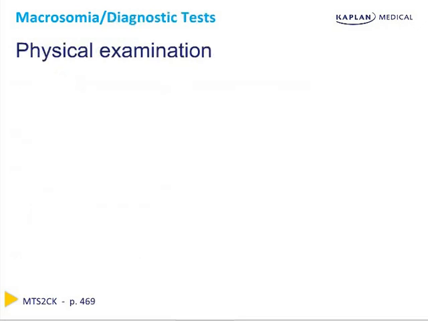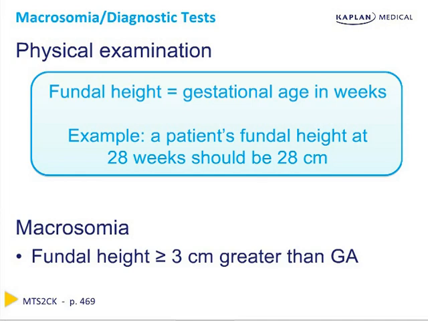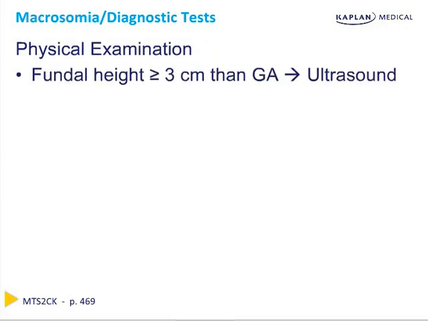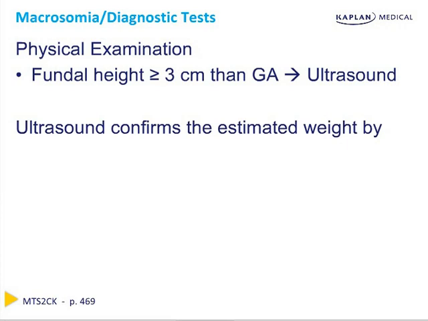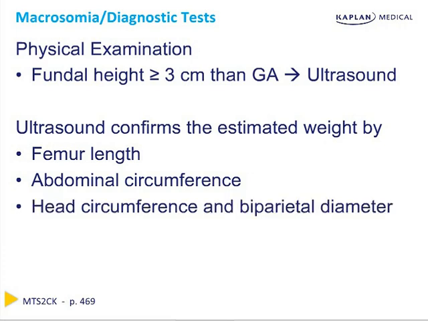The diagnosis of macrosomia by physical exam is the same, only opposite as that of IUGR. Again, reminding ourselves fundal height between 20 and 36 weeks should equal gestational age in weeks. Macrosomia should be expected if fundal height is greater than 3 centimeters above gestational age. If you have a physical exam that is suggestive of macrosomia, we have to obtain an ultrasound. And again, ultrasound confirms estimated weight by femur length, abdominal circumference, head circumference, and biparietal diameter.